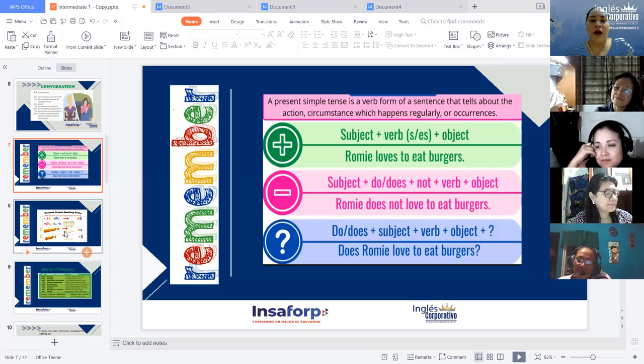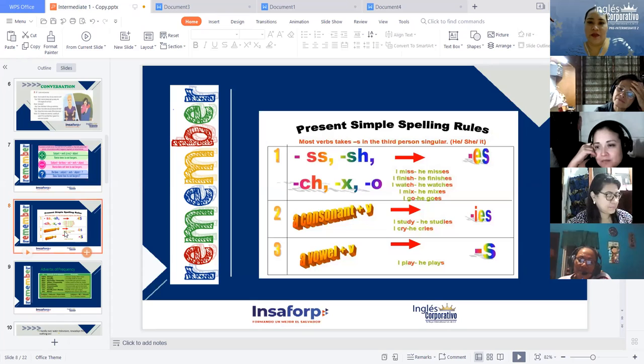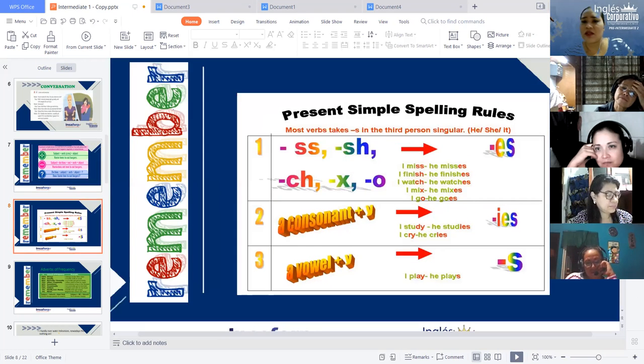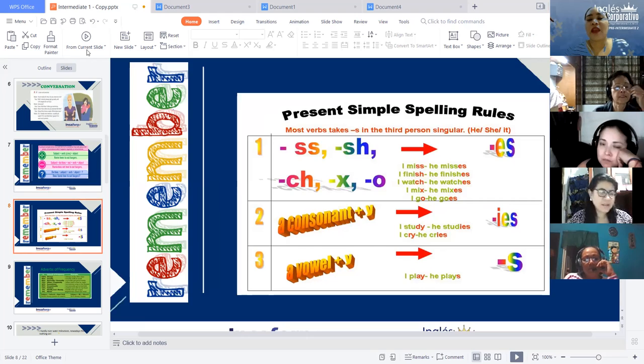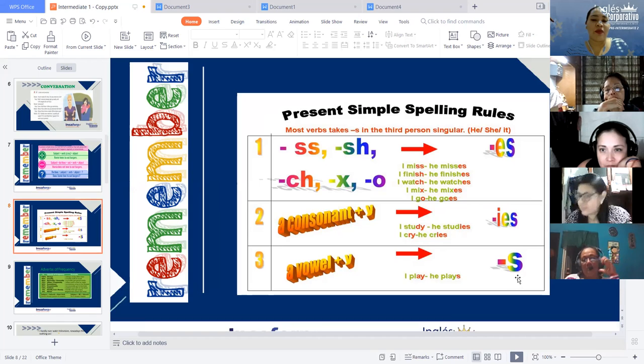So let's see. Before we get started, let's remember something else: simple present tense spelling rules. Are you able to see it well? ¿Sí lo miran bien? Yes, teacher. Awesome. So in the simple present tense, we have some spelling rules. They are special only when you are using he, she, or it. In that case, you are going to add either ES, IES, or just the S, depending on the case you have in the verb.